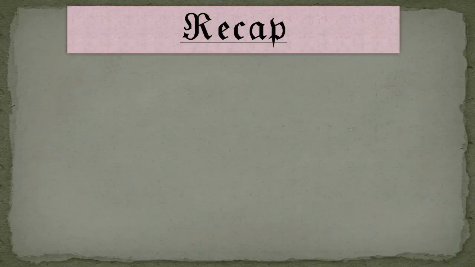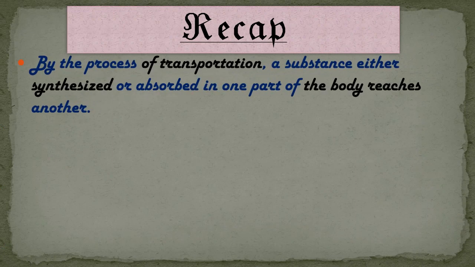Alright, so let's start. Let's recap from the part 1 video. Transportation is a process by which a substance, either synthesized or absorbed in one part of the body, reaches another. For example, food which is prepared in the leaf is synthesized in the leaf, and that is transported to every part of the plant from top to bottom.